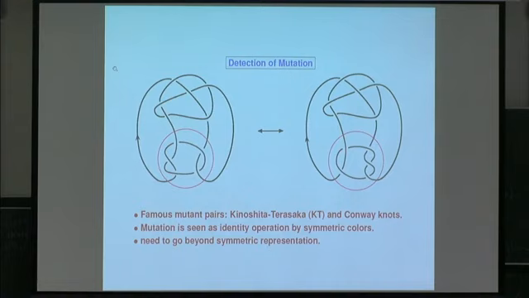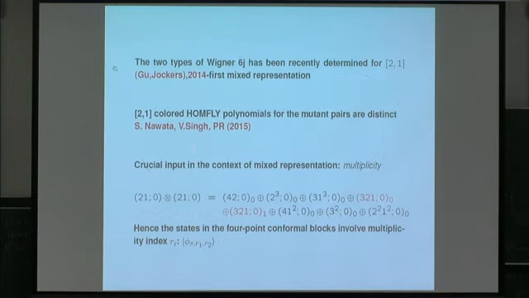So what do we have to do? If you want to detect mutation, we need to go beyond symmetric representation. That is one. And Hugh Martin has papers where he talks about 2,1 representations and so on. But interestingly, in 2014, Ju and Jokers had a very neat way of explicitly going through a rigorous way of determining the Wigner 6J for the 2,1.